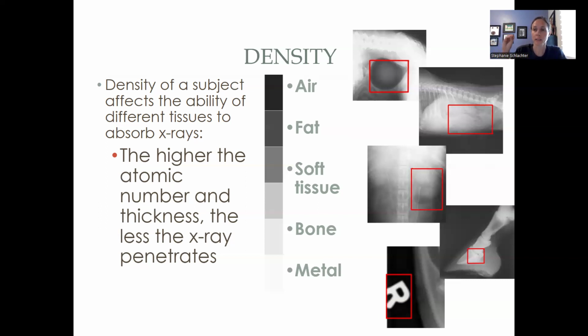So air is going to be the least dense thing that we radiograph. Like I said, metal is going to be the most. So from air, then fat's going to be your next least dense. And then we go to soft tissues, and there's going to be variations in there depending on the organs and the tissues themselves. Then bone is the most natural dense thing that we have in the body. And then, like I said, metal.